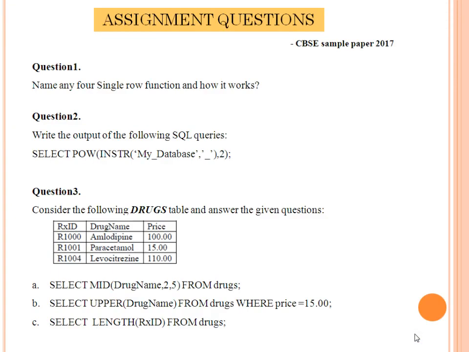See, the next one is the assignment questions now. These questions are from the CBSE sample paper 2017. So students, these are a very important part. You have to take care and prepare them properly. Question number 1: name any 4 single row functions and how they work. Question number 2: find the output. Question number 3: consider the table and find the output. Am I clear? Thank you.